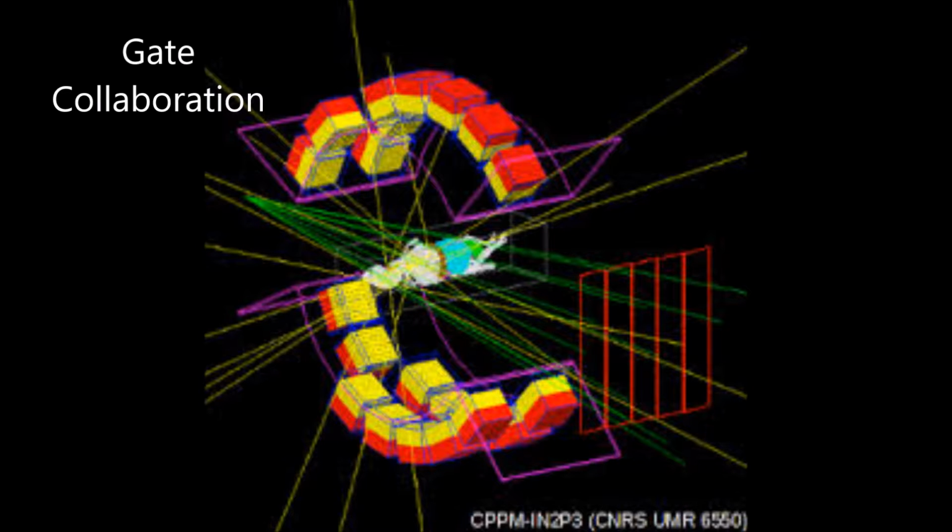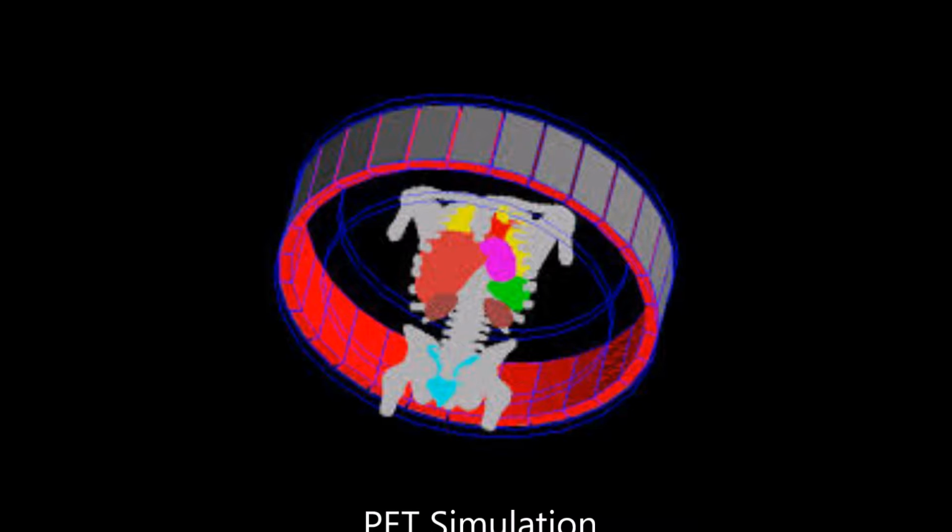So this is called GATE collaboration. GATE collaboration is a free online software that a lot of medical physicists use to determine different ways of creating a PET scan so that it can be more beneficial to the patient and the doctor figuring out exactly what you may have. And you see those lasers coming out of that body compared to this body.